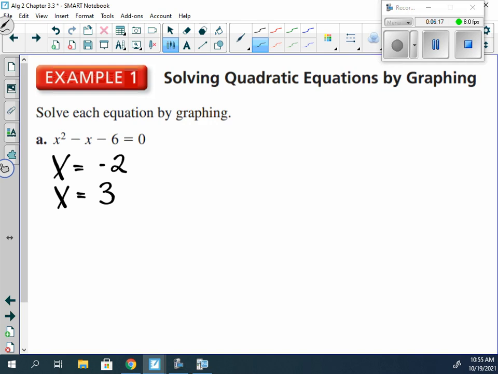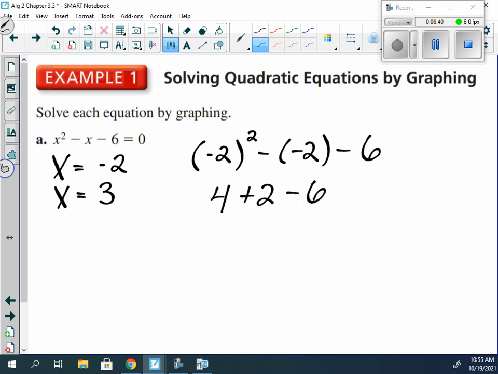Now, if we wanted to check it to make sure we got the right values, we can plug it back into the function. So I can plug -2 in for x and see, does this equal 0? Well, -2 squared is +4. Negative and a -2 would be +2 minus 6. Well, 4 plus 2 is 6, and 6 minus 6 is 0. So it does show us that if we plug -2 back in, we would get 0.